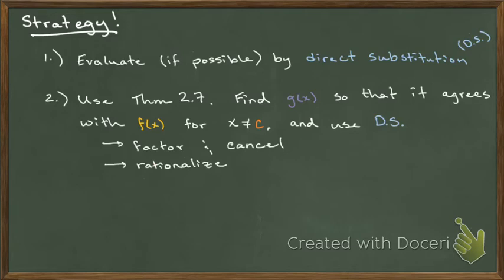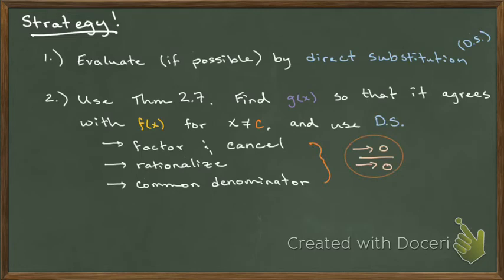Rationalizing. This is something that we do with radicals. And finally, looking for a common denominator. Again, an indicator that we should try one of these methods is if the numerator and denominator approach 0 at the same time as x approaches c.